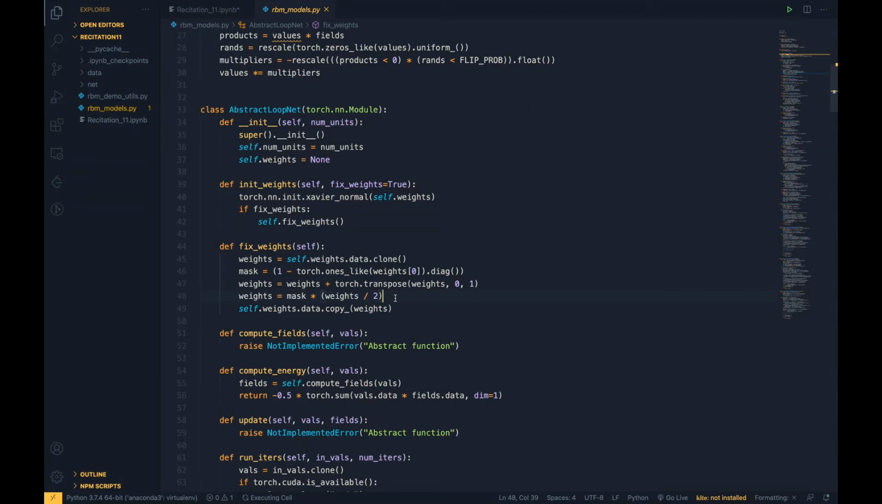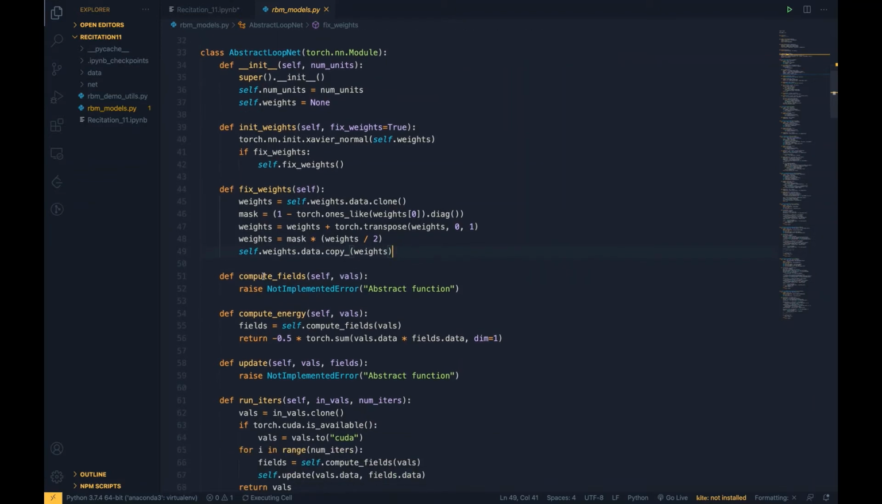It is accomplished by some matrix multiplication and makes the average of the weights. And the compute fields is not implemented because every network may have their own implementation, and it defines how they compute fields uniquely.